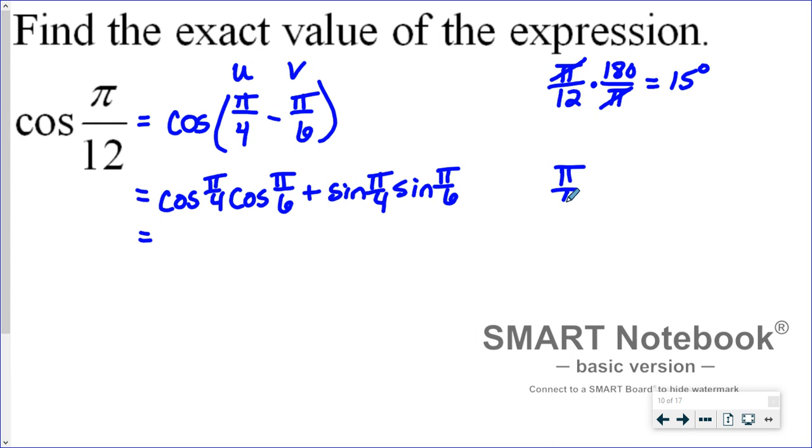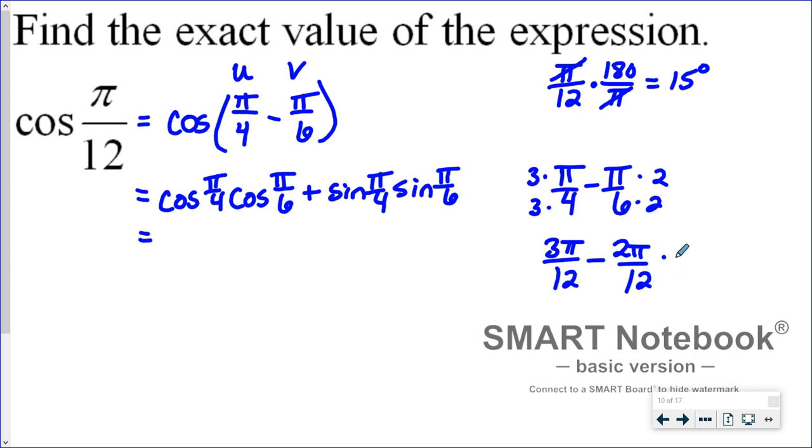Sure. Well, let's just do it in terms of straight pi, though. If I want to subtract these, I have to get a common denominator, correct? And it's going to be 12. So in order to make this 12, I have to multiply both of these by 3, and in order to make this 12, I multiply both of these by 2. So we end up getting 3 pi over 12 minus 2 pi over 12, which then, of course, is just pi over 12.